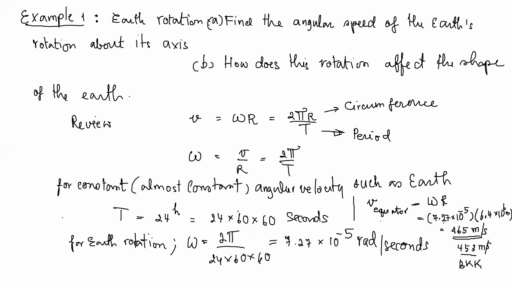So right now I'm sitting here on the chair talking to you, but actually in space I'm traveling at 453 meters per second around this axis. So it is quite fast, but because the Earth is so big, we are not feeling anything. So this is the angular speed of the Earth rotation.